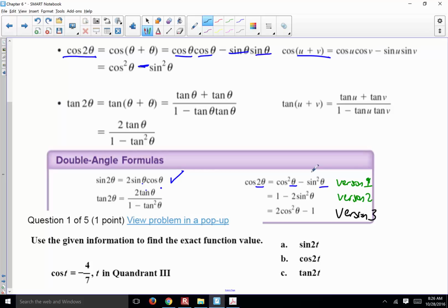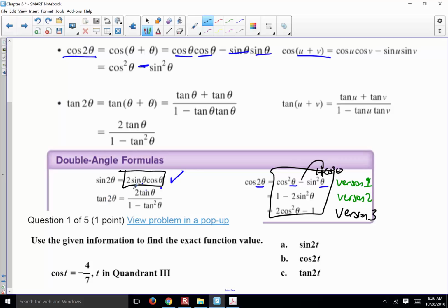Version 3, 2 cosine square minus 1, is obtained if you replace sine square by 1 minus cosine square. And this minus is going to make this plus. So cosine square minus 1 plus cosine square, so it's twice cosine square minus 1. So there are 3 options for cosine double angle, and a single option for sine double angle. You can pick anything you wish according to the question involved.